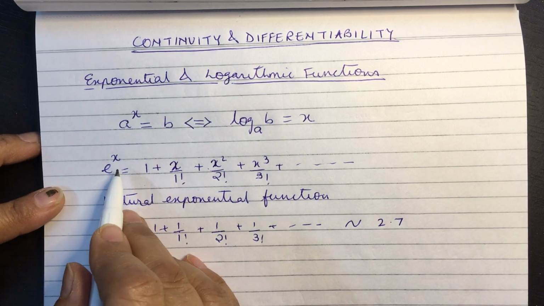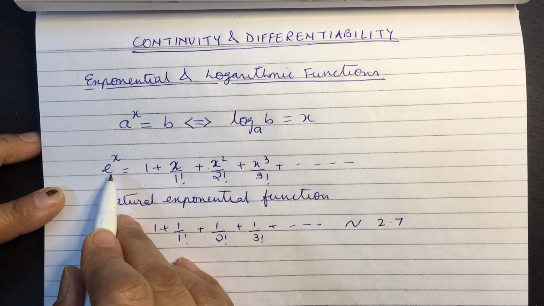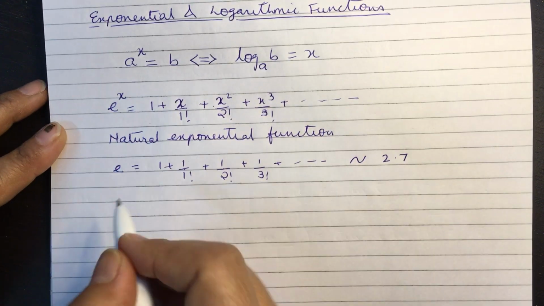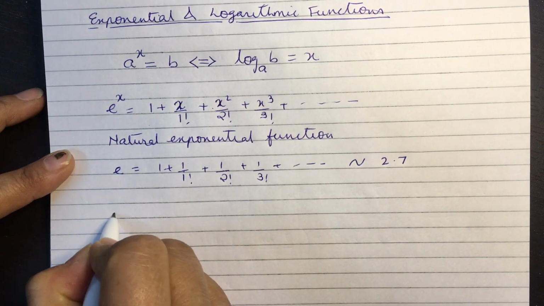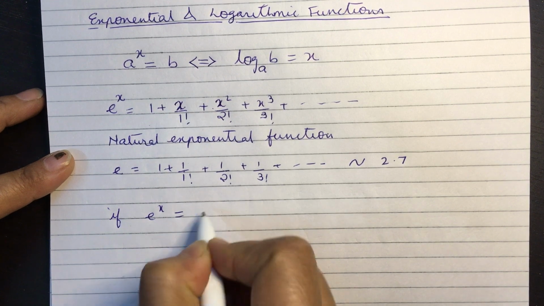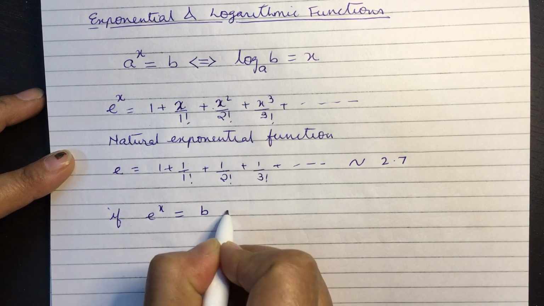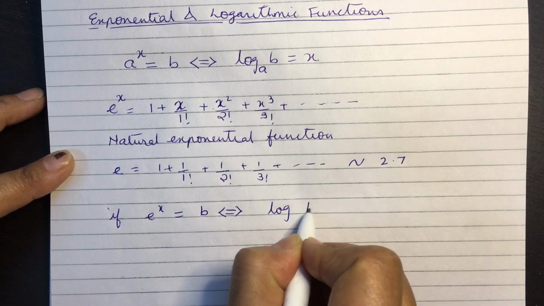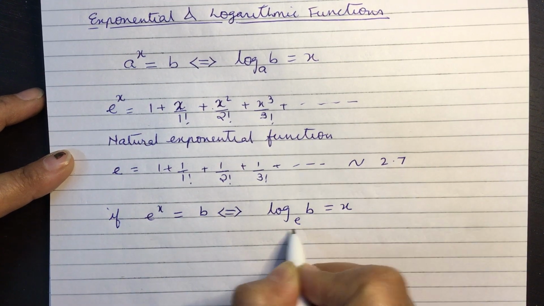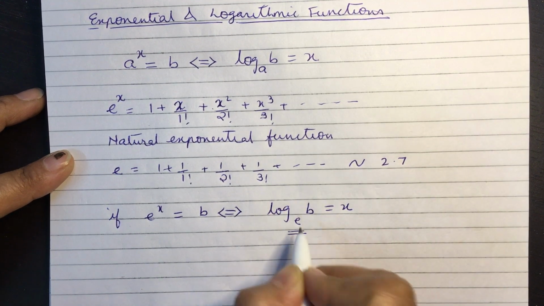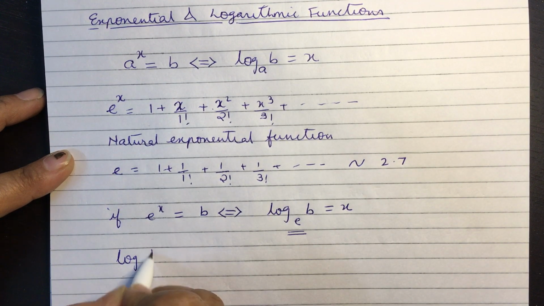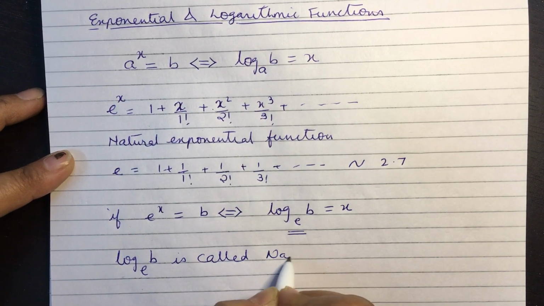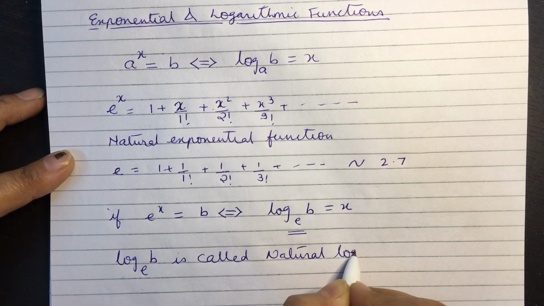So when we write log in this form, that is called the natural logarithm. So if e raised to the power of x equals, let's say, b, then this implies and is implied by log of b to the base e is x, and log of b to the base e is called the natural logarithmic function.